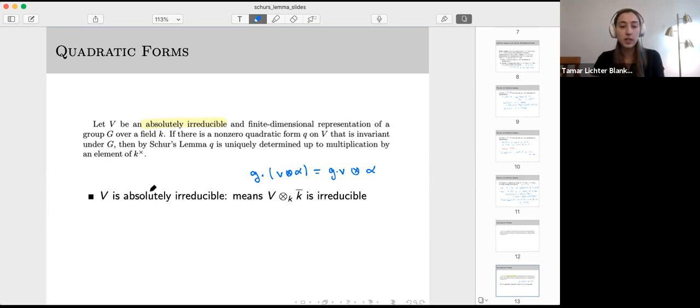When you start with something irreducible over K, you don't always get something irreducible over K bar. You can think of examples where things sort of break apart once you add more scalars. So absolutely irreducible means that doesn't happen. When you extend scalars, you stay irreducible.